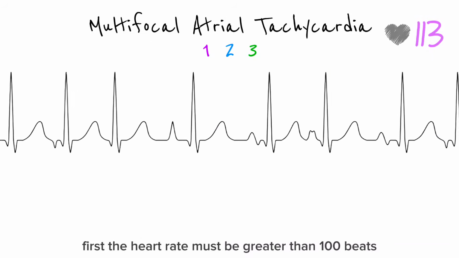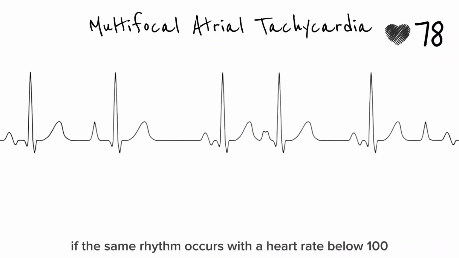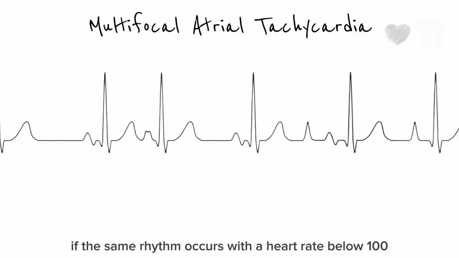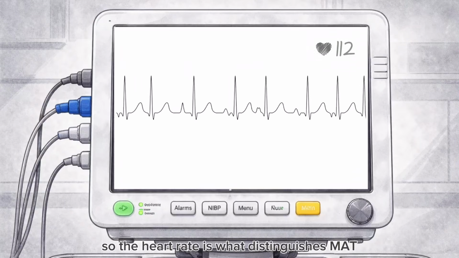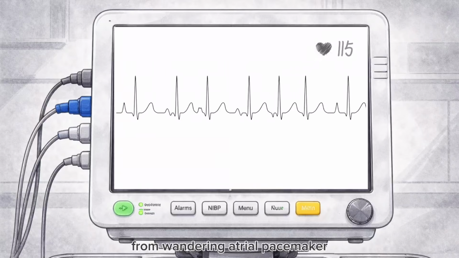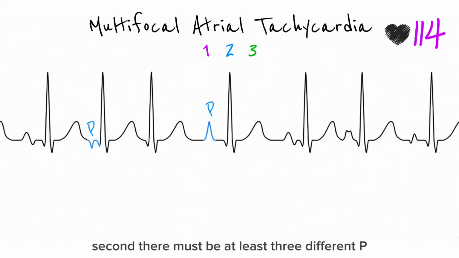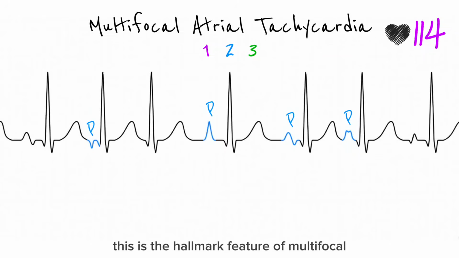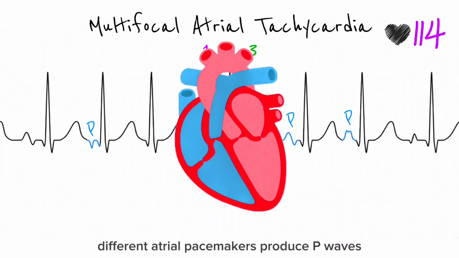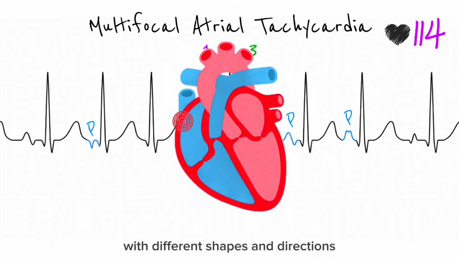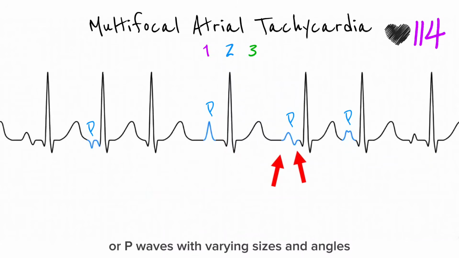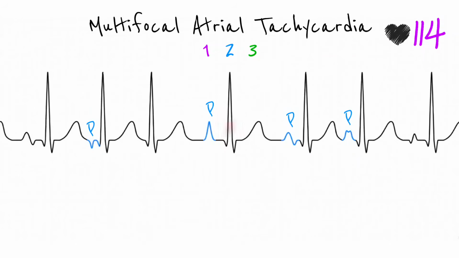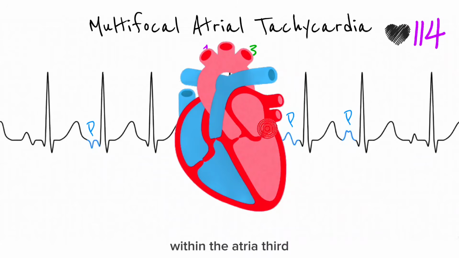First, the heart rate must be greater than 100 beats per minute. If the same rhythm occurs with a heart rate below 100, it is called wandering atrial pacemaker instead. So the heart rate is what distinguishes MAT from wandering atrial pacemaker. Second, there must be at least 3 different P-wave morphologies. This is the hallmark feature of multifocal atrial tachycardia. Different atrial pacemakers produce P-waves with different shapes and directions. You might see tall P-waves, flat P-waves, inverted P-waves, or P-waves with varying sizes and angles. Each beat may originate from a different location within the atria.